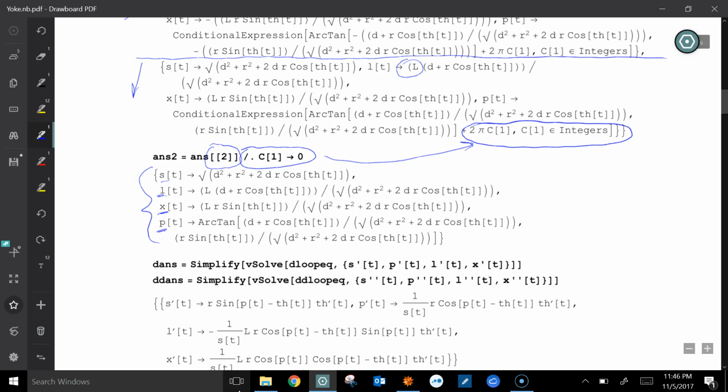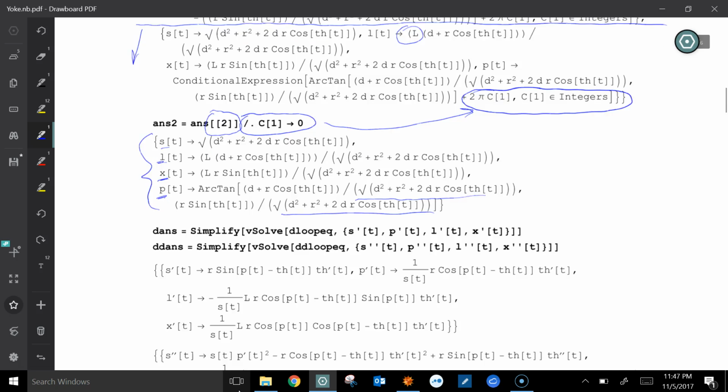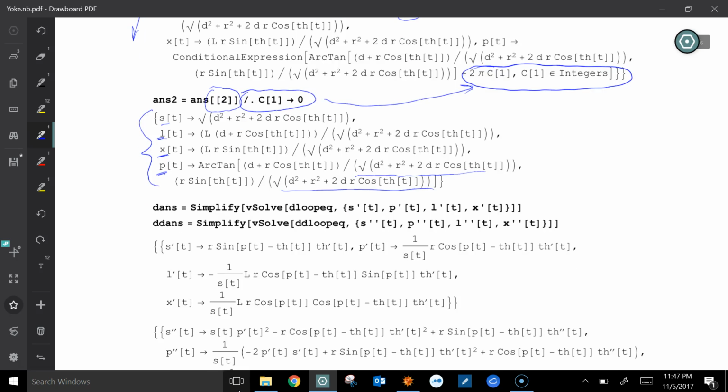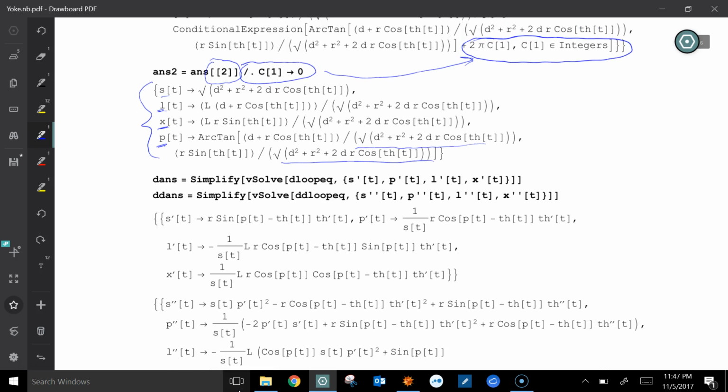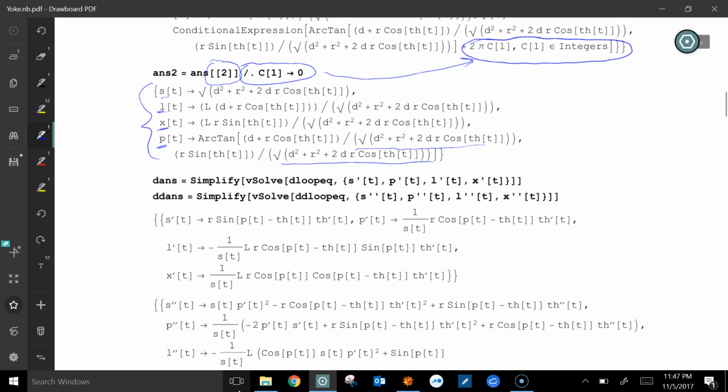Mostly, it's things like this where Mathematica insists on keeping this arctangent. If you notice, the denominators are the same. So we would just drop those, right? But it's going to keep it because it doesn't know that this d squared, r squared, etc., is not 0. So it's really trying to make sure that you get all the correct answers. Anyway, so that's the position answer.